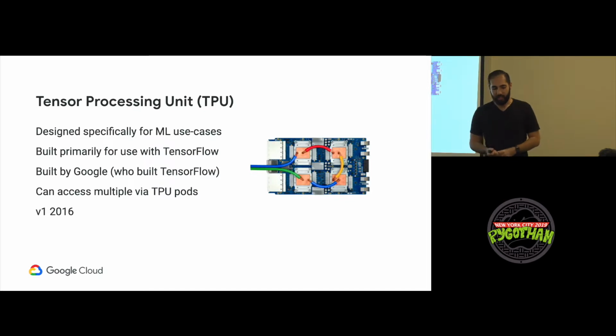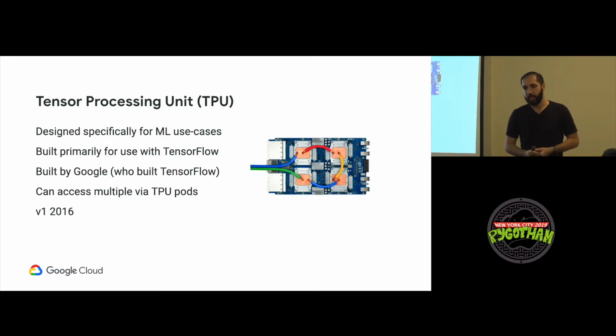And then last but not least is the tensor processing unit, also known as the TPU. This is the newest of the bunch. The first version of this was actually announced in 2016. TPUs were designed specifically for machine learning. They were built to be used with TensorFlow, which is a piece of software that Google built. And because of that, the TPU itself was also built at Google. So this is Google technology.